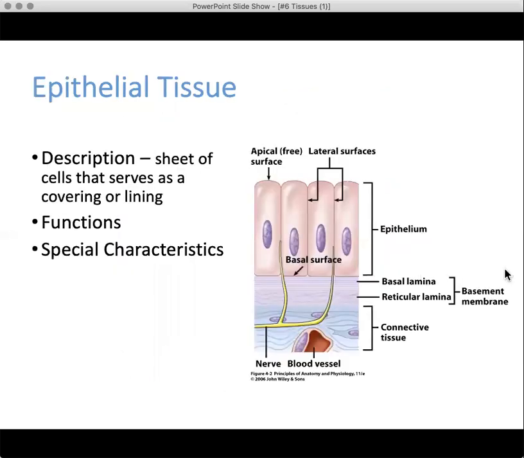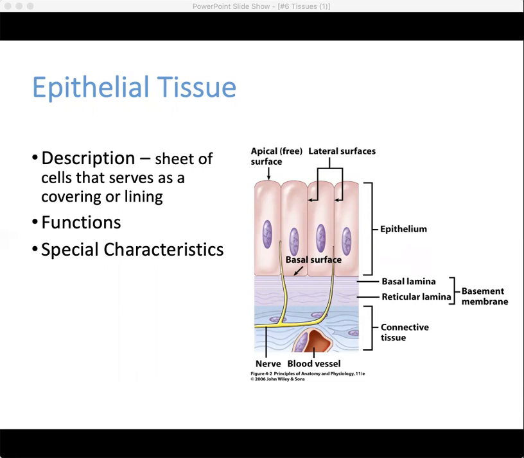And we're going to start by focusing on epithelial tissue, which is a continuous sheet of cells that are tightly packed together, and it either covers the body surface or lines a body cavity, or it can form glands. So those are the 2 forms within the body. It's either a covering and a lining, or it's glandular epithelium, which is the type that forms the glands of the body.